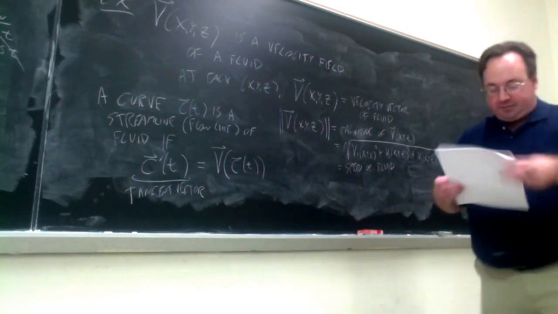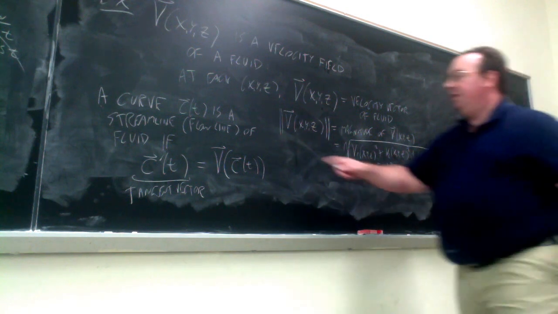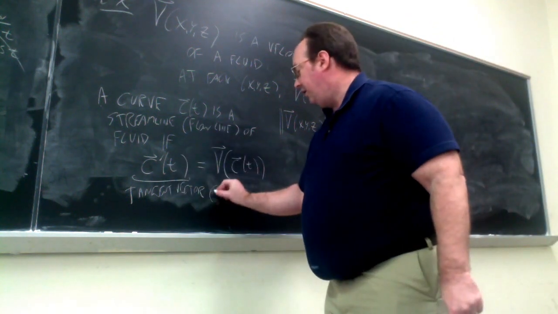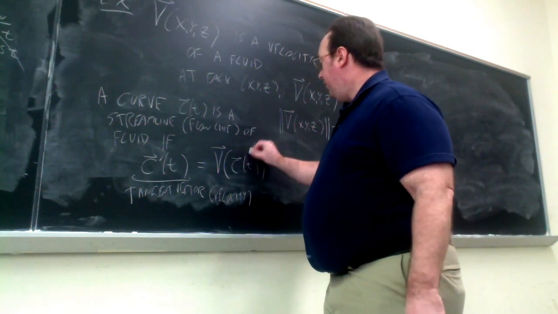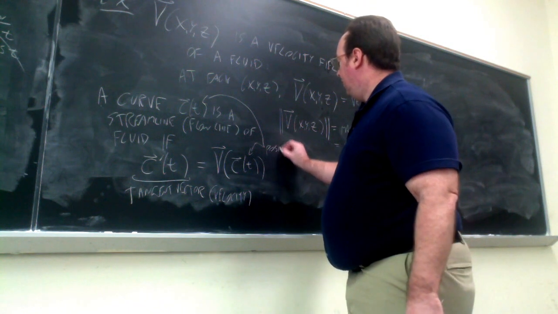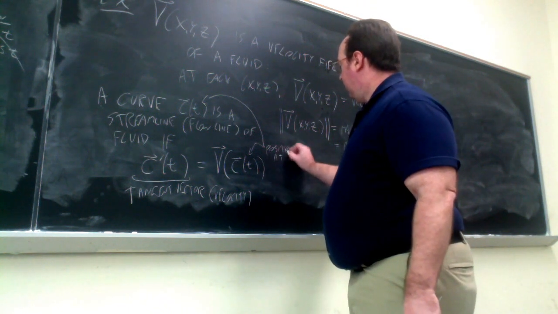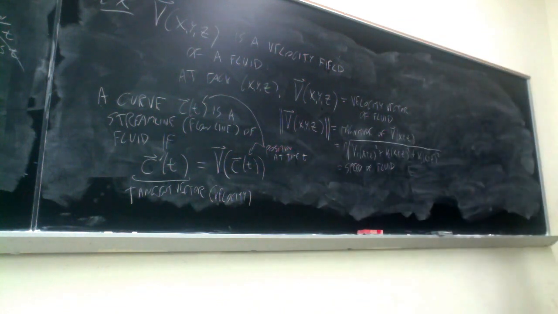Okay. And what did you say C indicated? Okay, never mind. So tangent vector that indicates velocity. C of t itself indicates position at time t. Okay.